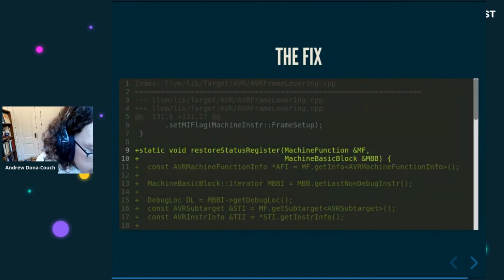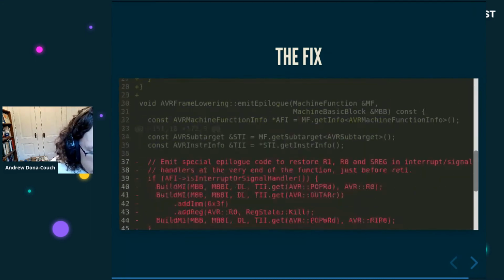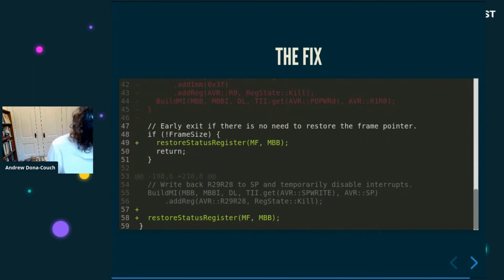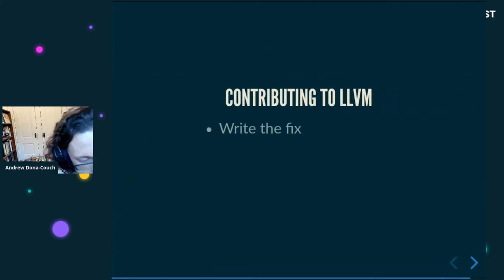So I can go ahead and make a fix now that I've figured it out. It's actually quite straightforward once I worked through all of that. I pull out a function to restore the status register from this special epilogue code. And in the case of an early exit, restore the status register then, and otherwise restore the status register at the very end. And I contribute that to LLVM.